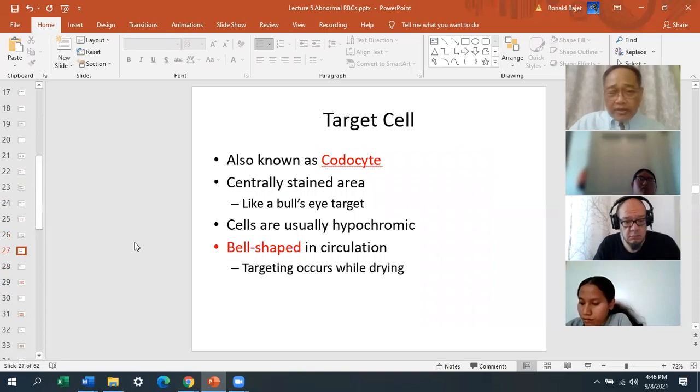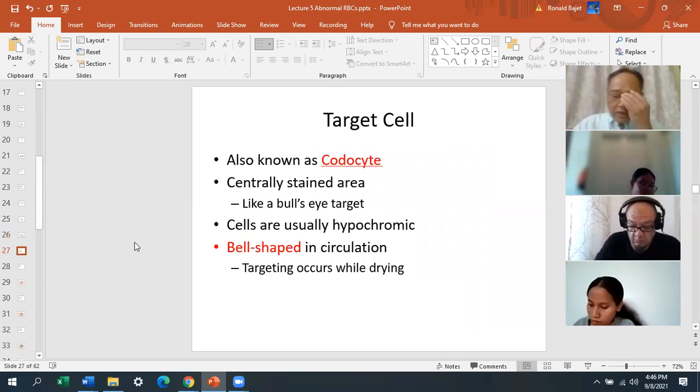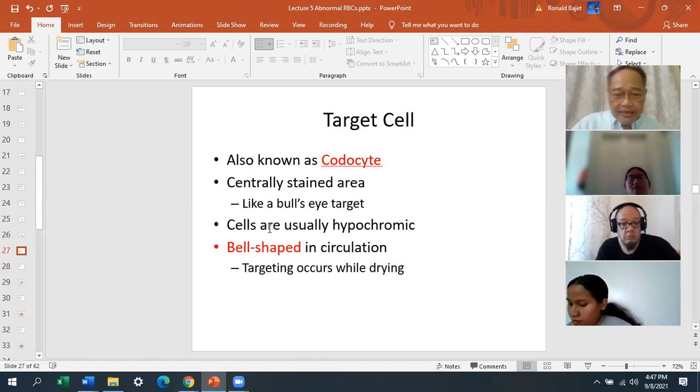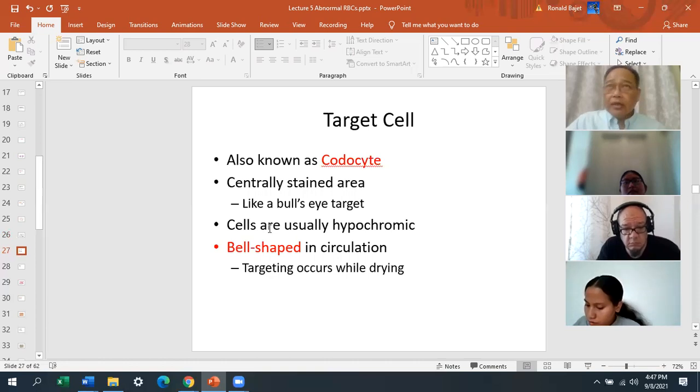Target cell. Target cell has an alternate name and it's called codocyte. Okay, target cell. And it looks like a target. It looks like a bullseye target. It's a centrally stained area where the central pallor is supposed to be. These cells are usually hypochromic, meaning they have a low hemoglobin content.